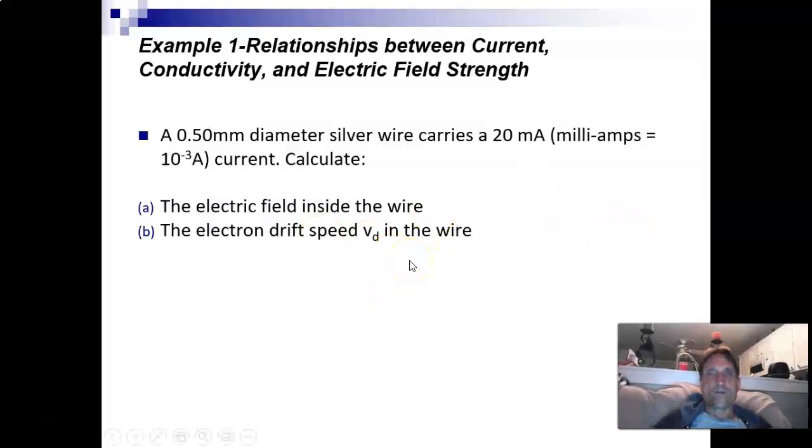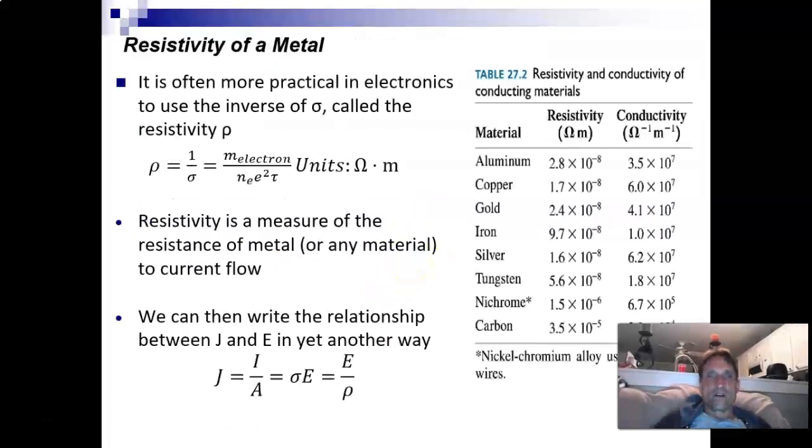Okay, so we go back to our formula here. What are we given? Well, we know I is 20 milliamps. We know the diameter of the wire, so we know pi r squared, that's the area.